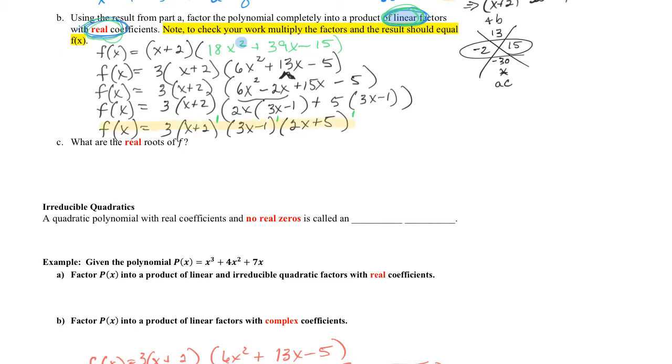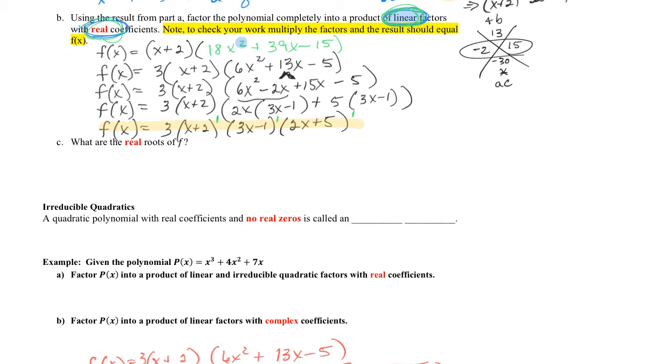F of x equals 3 times x plus 2 times 3x minus 1 times 2x plus 5. And again, if I multiplied all these together, I would have 3 times x times 3x. So that's 3x times 3x is 9x squared times 2x. That would be 18x cubed, and that's the first term in my original polynomial. Okay, and then part C, what are the real roots of f?